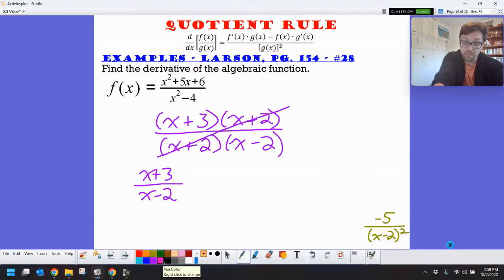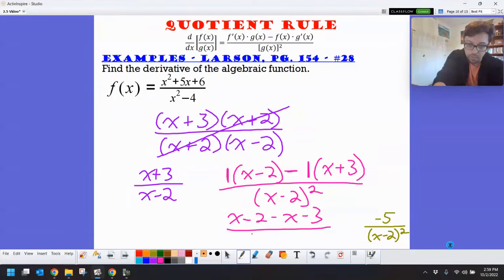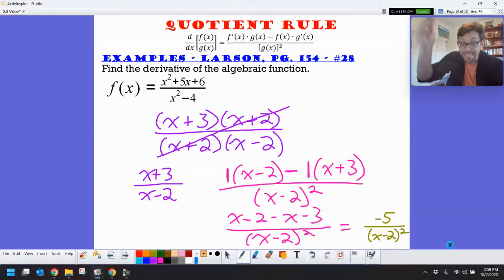So now when I do the derivative of the top, it is just a 1. And when I do the derivative, do the bottom, minus the derivative of the bottom, which is just 1, times the top, which is an x plus 3, over an x minus 2 being squared. Okay, so now my numerator is just x minus 2 minus x minus 3 over an x minus 2 being squared, which is the exact same thing as what I had on that previous slide.